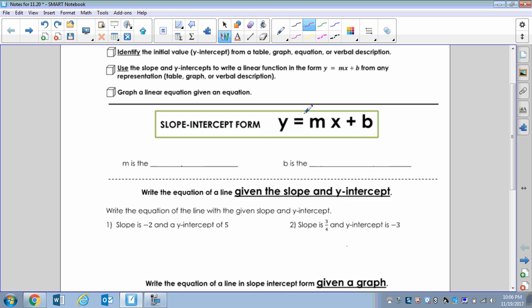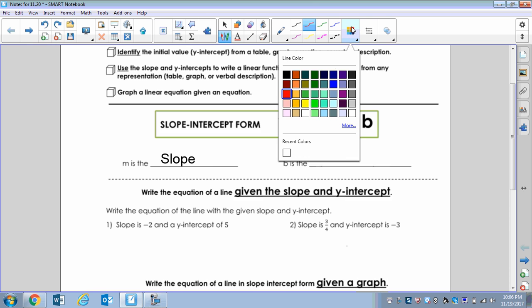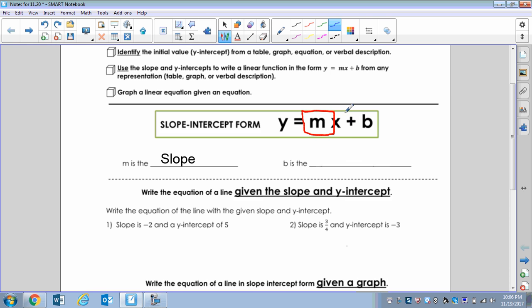The slope is going to be everything after this equal sign and before the x. So we're going to call the slope m. So m is the slope. And then the y-intercept is the other part that we are looking for, and that is going to be everything after the x, which includes the sign in front of the b. So b is the y-intercept.